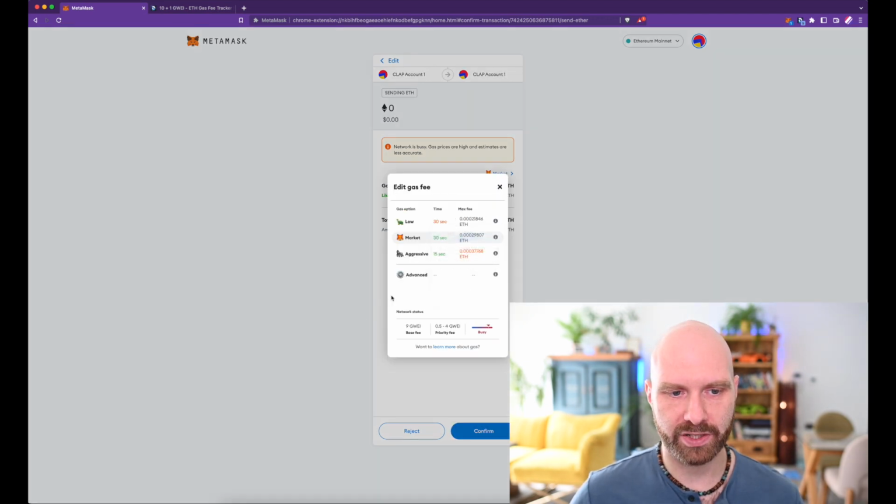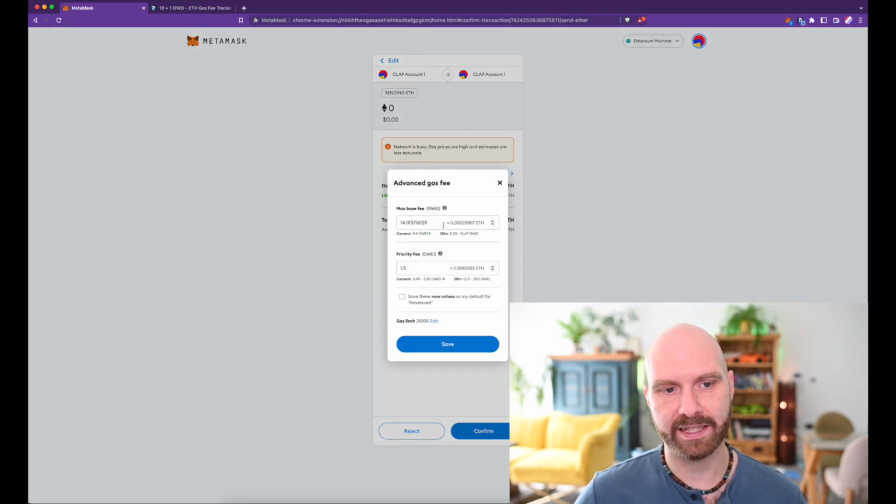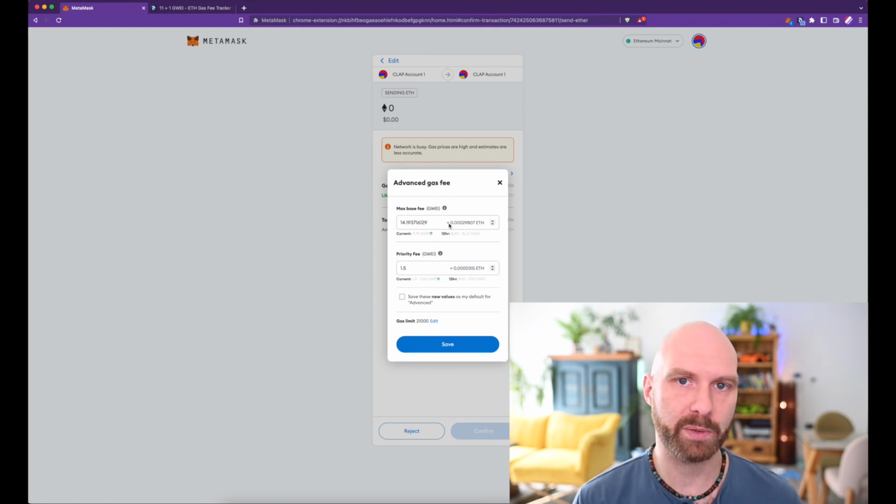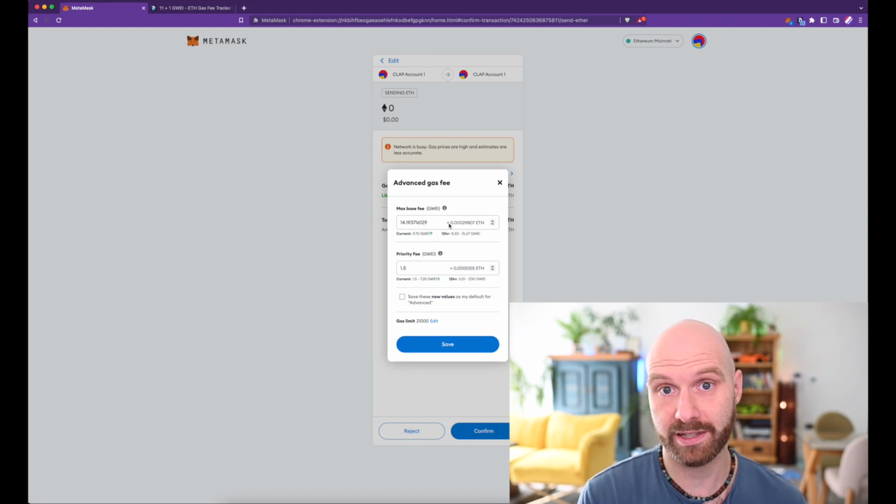Another thing that's important to understand about advanced gas settings is that max base fee will not necessarily be fully used. If the market is not very busy, only a portion of this fee will be used. You're just telling MetaMask how much you are prepared to spend in order to push this transaction through. It will always be more than what's absolutely necessary because it will always keep pushing as fast as possible, but it's not necessarily the whole amount. Priority fee will always be fully spent.